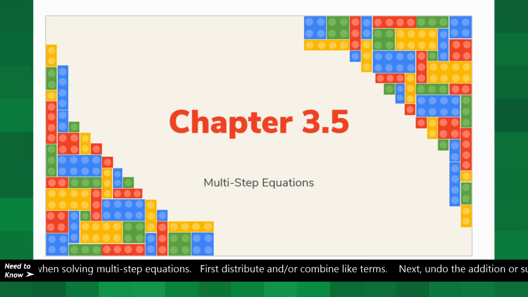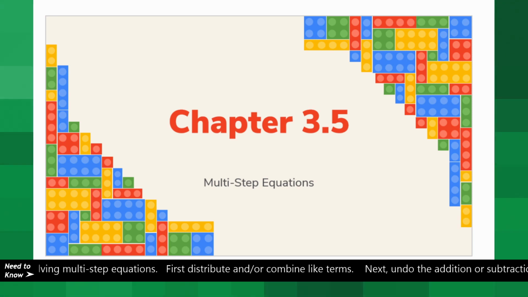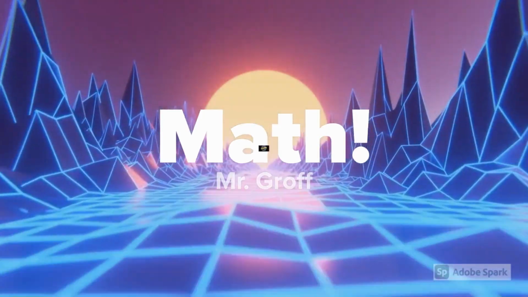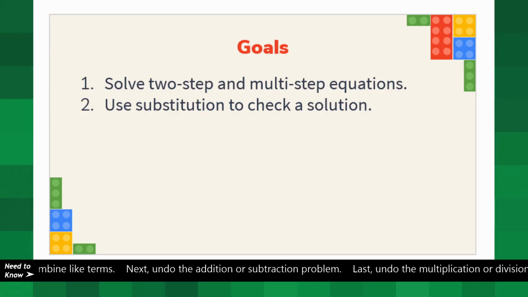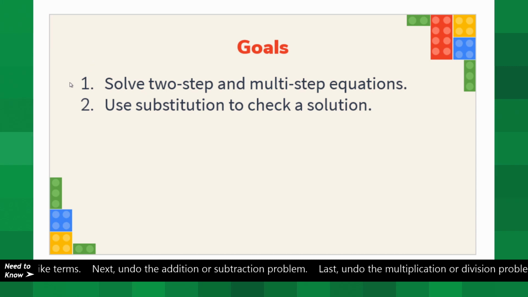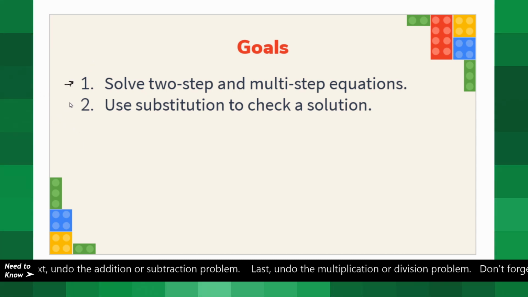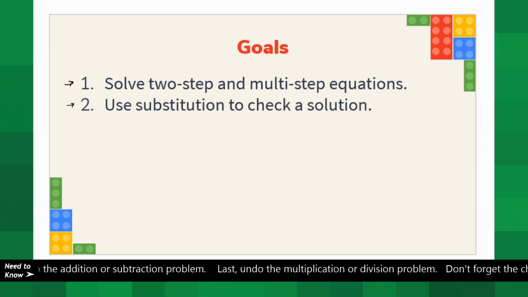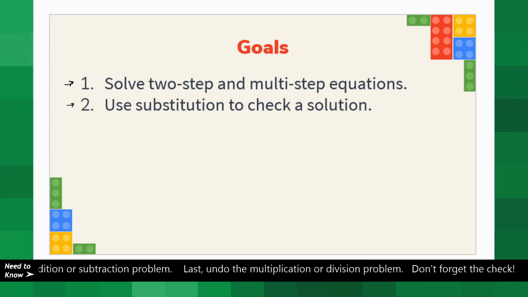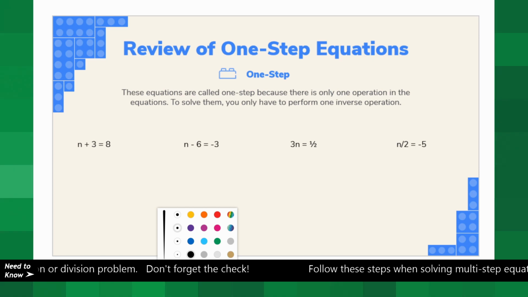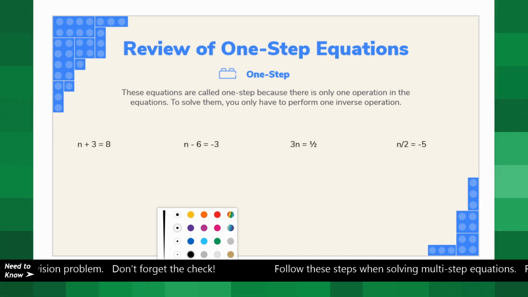This is 3.5 multi-step equations. Goals are pretty straightforward here. Goal number 1, we want to solve two-step and multi-step equations. And goal 2, we want to make sure we know how to use substitution to check to see if our solution is correct. First, let's do a quick review of one-step equations.